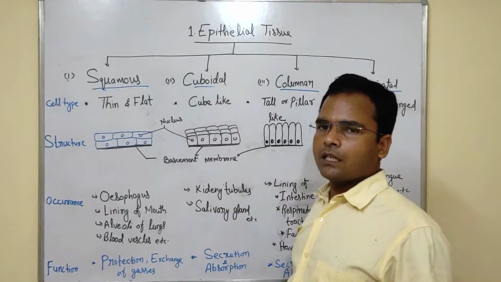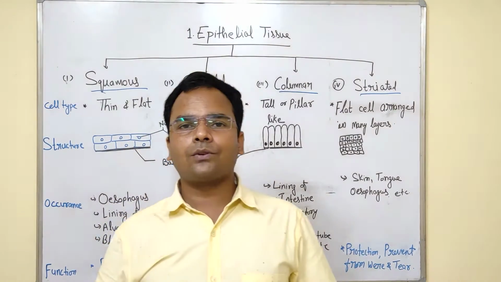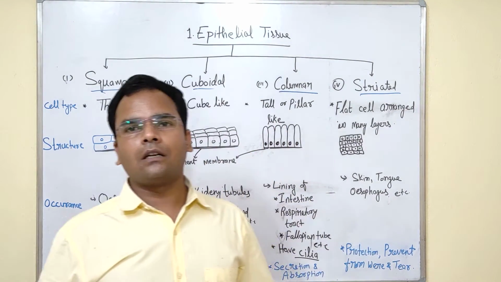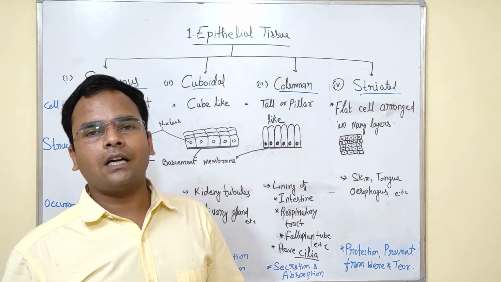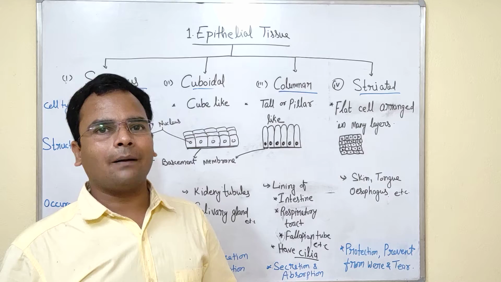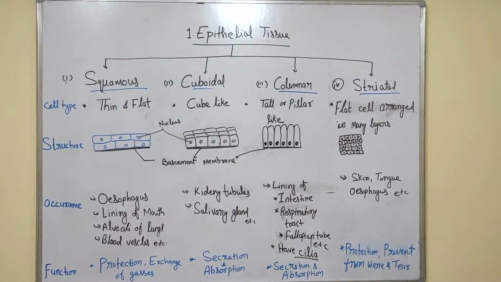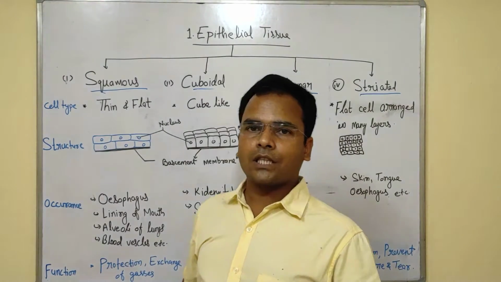So we have studied the different types of tissue. We have classified the animal tissue into four groups: epithelial, muscular, connective and nervous tissue. So now we will study in detail about the epithelial tissue.